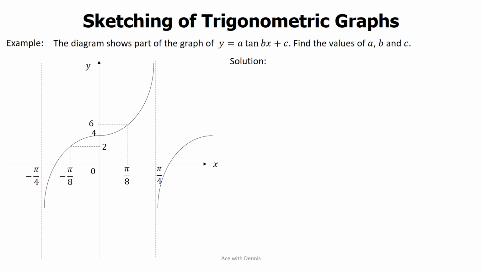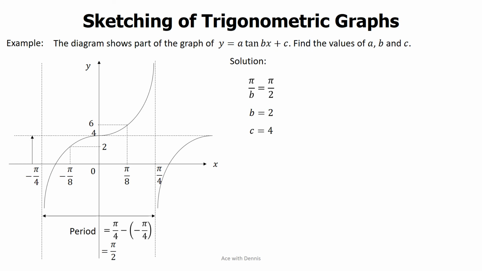So the solution is, we want to see what the period is. So this is the period. From negative pi over 4 to pi over 4, to get the period it is pi over 4 minus negative pi over 4, we get pi over 2. For the tangent graph, the period will be pi over b, which equals pi over 2. Therefore, b will be equal to 2.